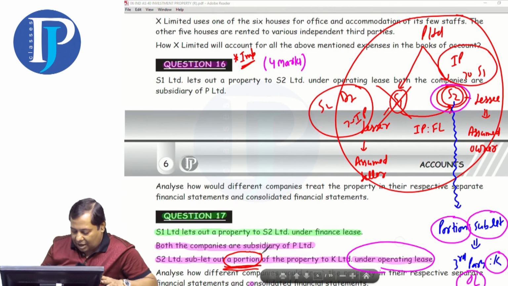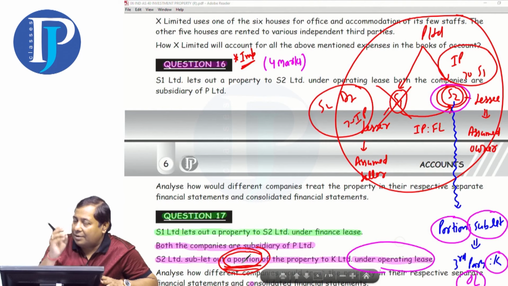Okay, listen to this. The word portion is used here. Portion means there will also be a part or a portion that you have not sublet yet.